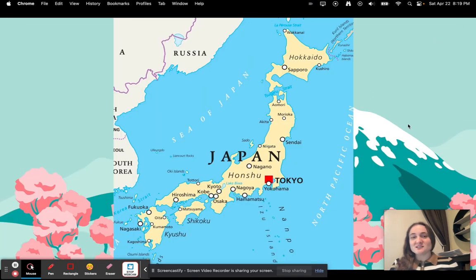All right, so before we get started, here's just a map of Japan. So as you can see here, the largest city, which is Tokyo, is right here. But also be aware that today we are going to talk a little bit about Nagasaki, and quite a bit about Hiroshima, which is right here. And then you can also see how close it is to South Korea, China, and then Russia.